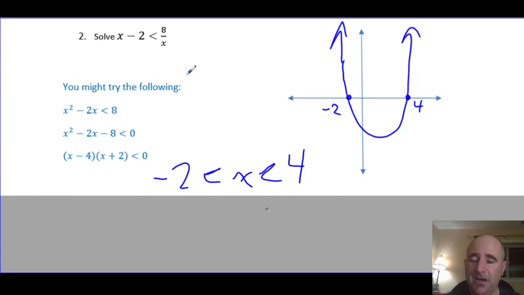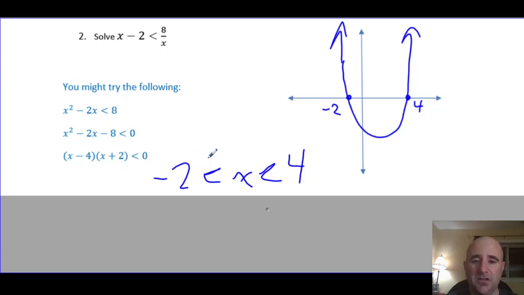The problem isn't just with 0, though. How about x equals negative 1? Negative 1 is between negative 2 and 4. And yet if you plug negative 1 in here, you get negative 3 on the left side, and on the right side you get negative 8. Well, negative 3 is not less than negative 8. So this solution can't be correct. And the problem is it has some numbers that it's correct for and some that it isn't. So it's a real problem.